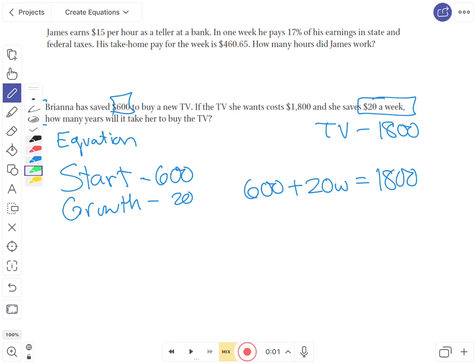The first way is to think in terms of just working through it step by step. Okay? And so we would be thinking we've got 1,800, and we'd subtract 600 from that to begin with, right? Giving us 1,200.